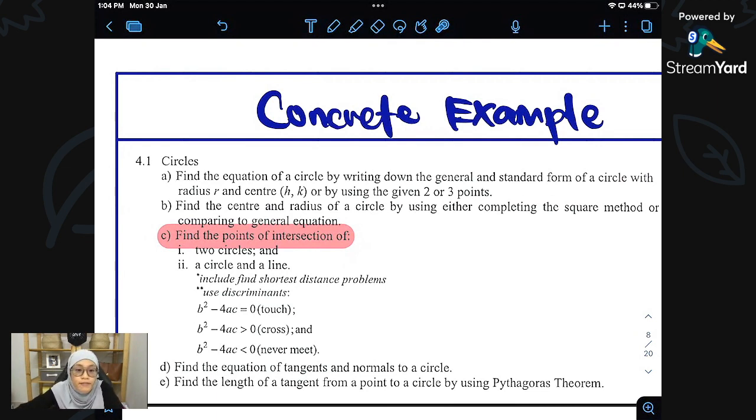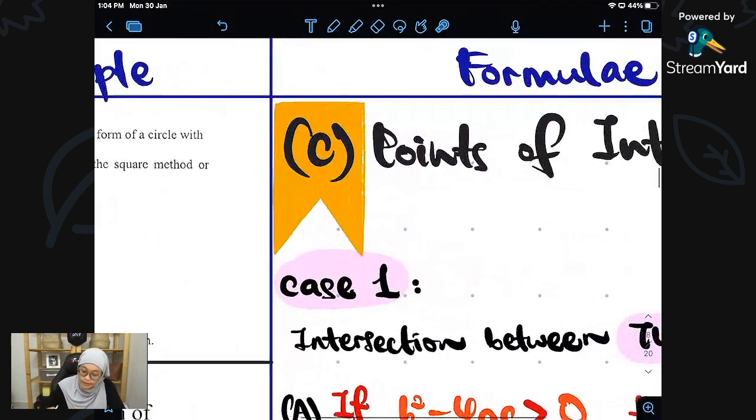The next goal will be finding the points of intersection. Okay, so there are two cases here. Finding the POI of two circles. Another case is finding the POI for a circle and a line. Okay, let's have a look at these two cases.